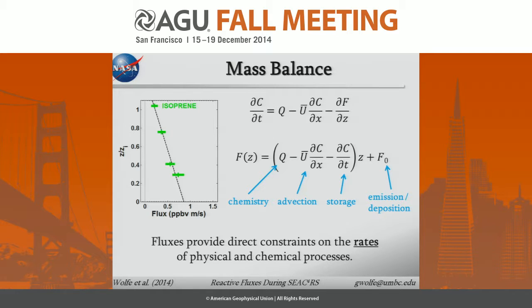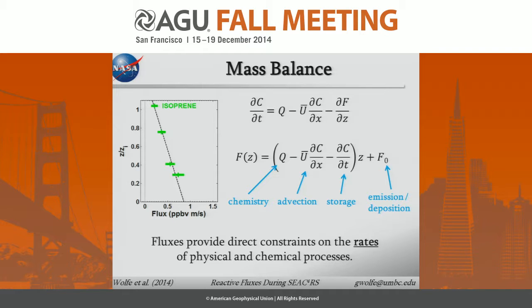The way we analyze these kinds of measurements is just using the mass balance or the continuity equation, which says the time rate of change of some species in a box is equal to in situ production and loss, which I lump into Q, minus the horizontal advection in and out, minus the rate of vertical advection or vertical flux in and out. If you rearrange this equation and integrate over height, and make some additional assumptions, you find this very nice linear relationship for flux as a function of altitude, where the slope is determined by these terms here, and I'll just mention that we can calculate advection and storage from the data that we have. And then the intercept tells you something about emission or deposition.